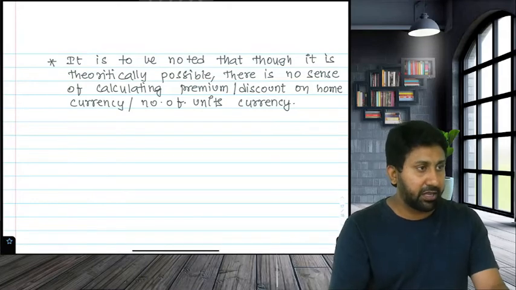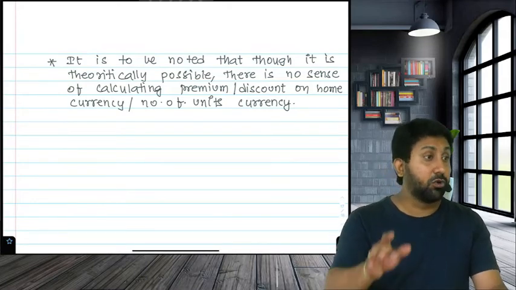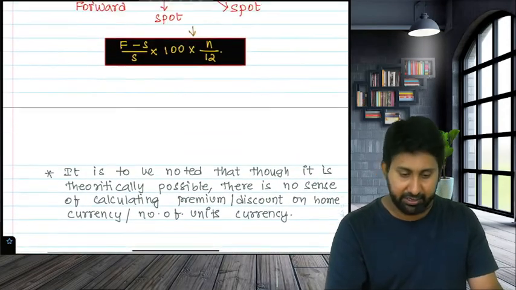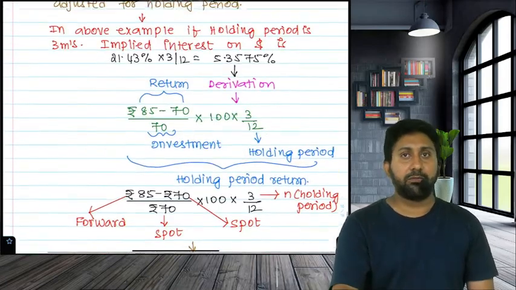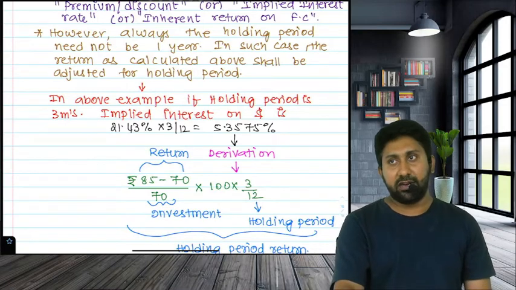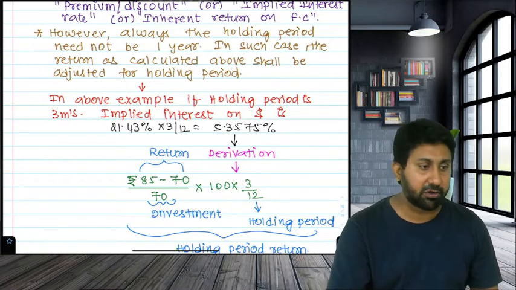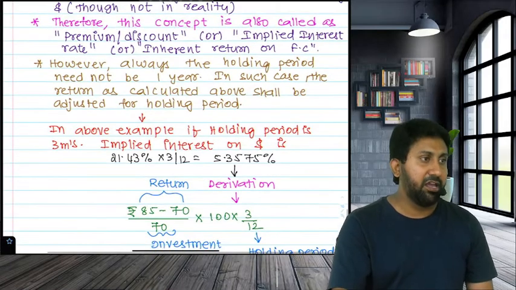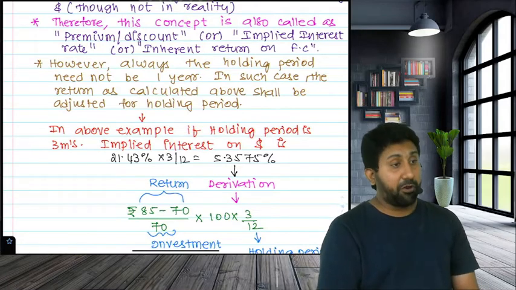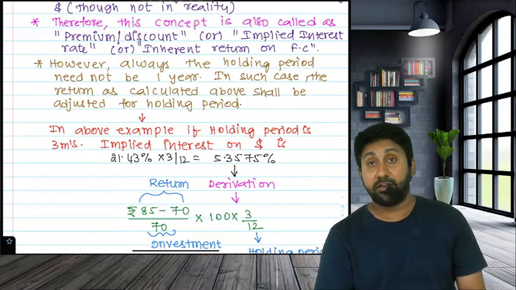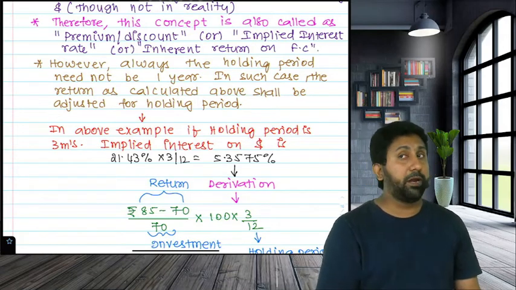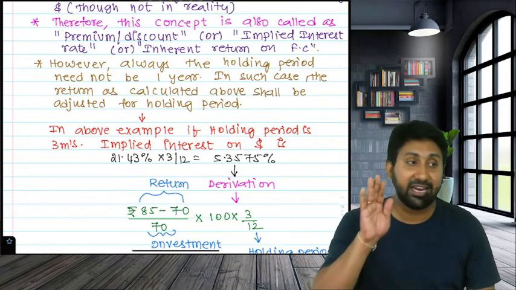It is to be noted that though it is theoretically possible, there is no sense in calculating premium or discount on home currency or number of units currency. This is the whole concept behind the area called appreciation and depreciation in foreign currency. This concept is otherwise called premium or discount in the foreign currency. Premium or discount in what, sir? Foreign currency. Generally, in case of a home currency, we should not calculate premium discount, because premium discount in this area is an inherent premium discount. Rupee doesn't inherently generate any kind of return in India.